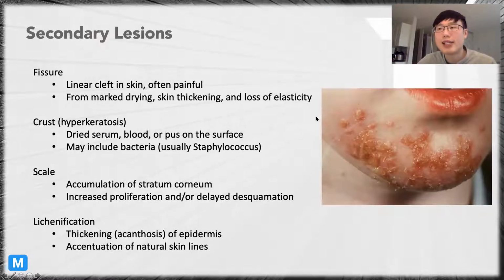Crust is another important one. It's basically dried serum, blood, or pus on the surface. For example, if the patient has pustules, with pus, and the superficial layer peels off or breaks, that material can grow on the skin, and when it dries up, it has a crusting appearance. In this case, this is a yellow crust.